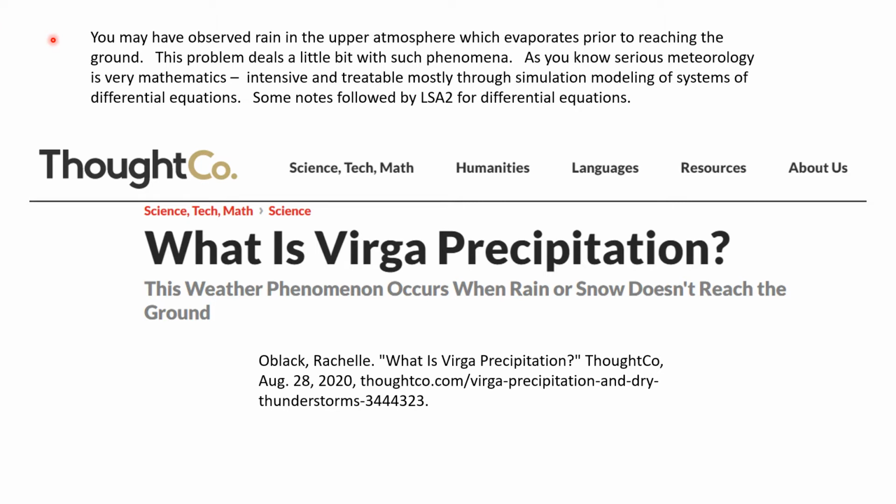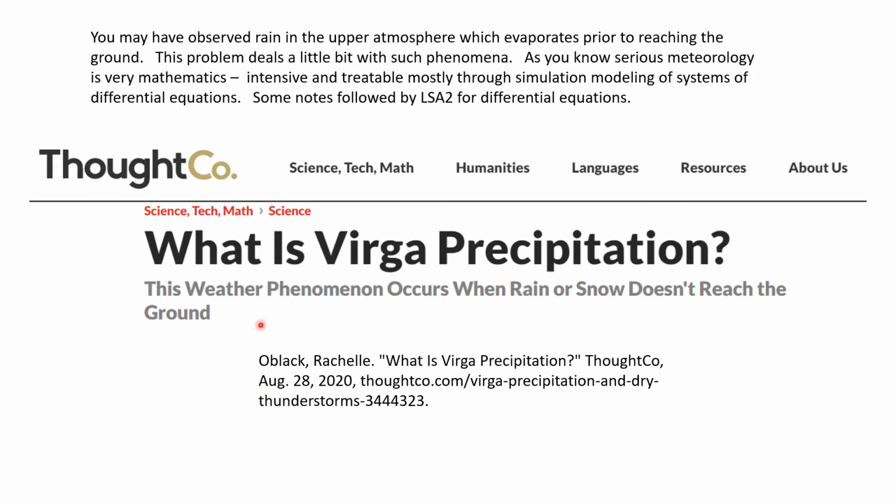You may have observed rain in the upper atmosphere, which evaporates prior to reaching the ground. This problem deals a little bit with such a phenomenon. As you know, serious meteorology is very mathematics intensive and treatable mostly through simulation modeling of systems of differential equations, and in fact partial differential equations. Some notes are presented here, followed by an LSA2 for differential equations that I'm asking you to think about and solve and submit. Okay, so here we go.